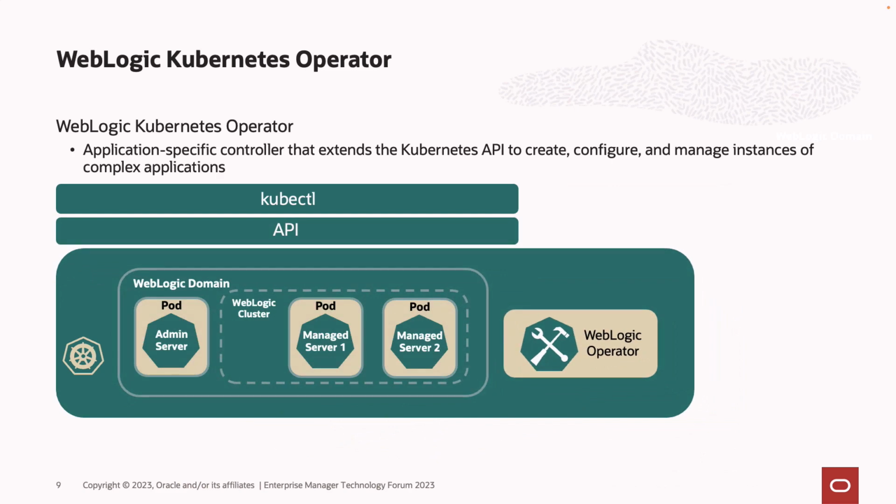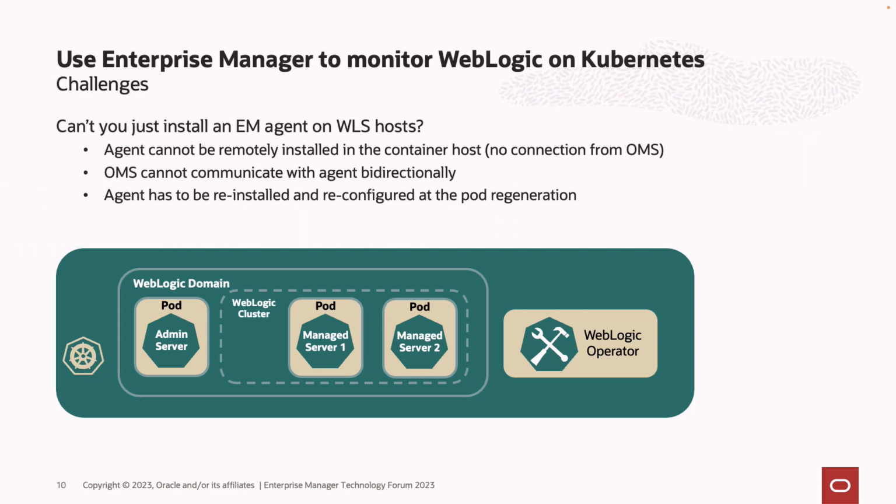Here is how it looks more realistically in the actual deployment. In this example, there is a WebLogic domain defined with an admin server and 2 managed servers, which are provisioned by the WebLogic operator in a Kubernetes cluster. And this is the environment we would like to monitor using Enterprise Manager. However, you cannot just directly install EM Agent on the WebLogic host as you would do in your on-premise deployment. Let's see what the challenges are.